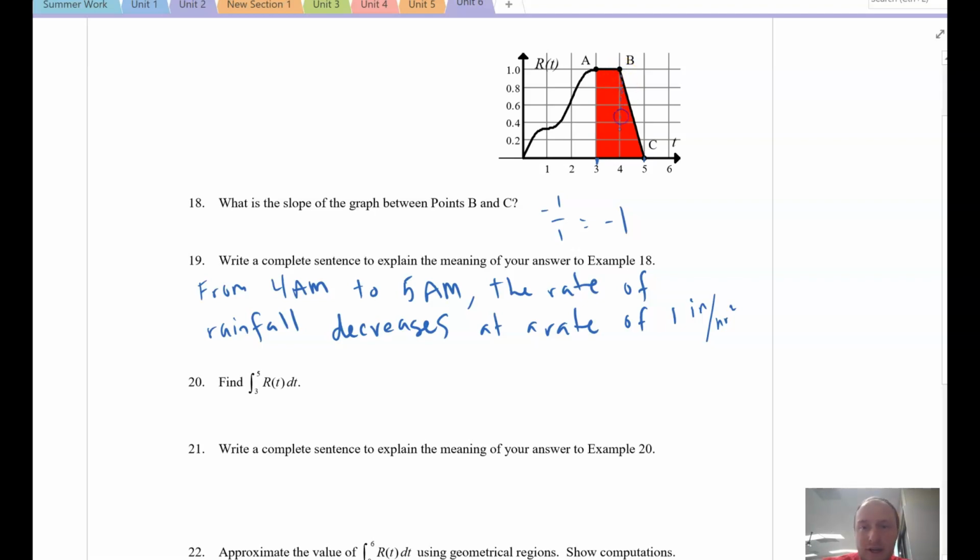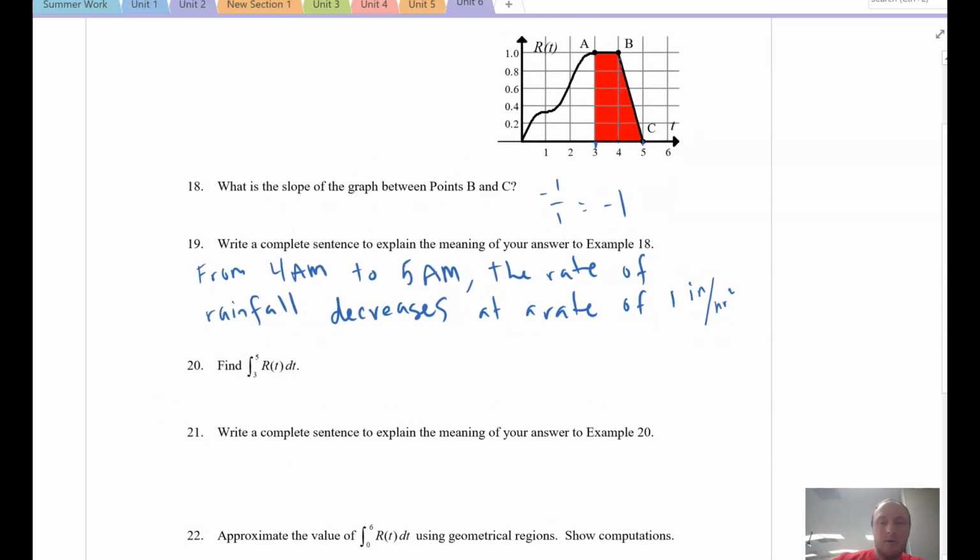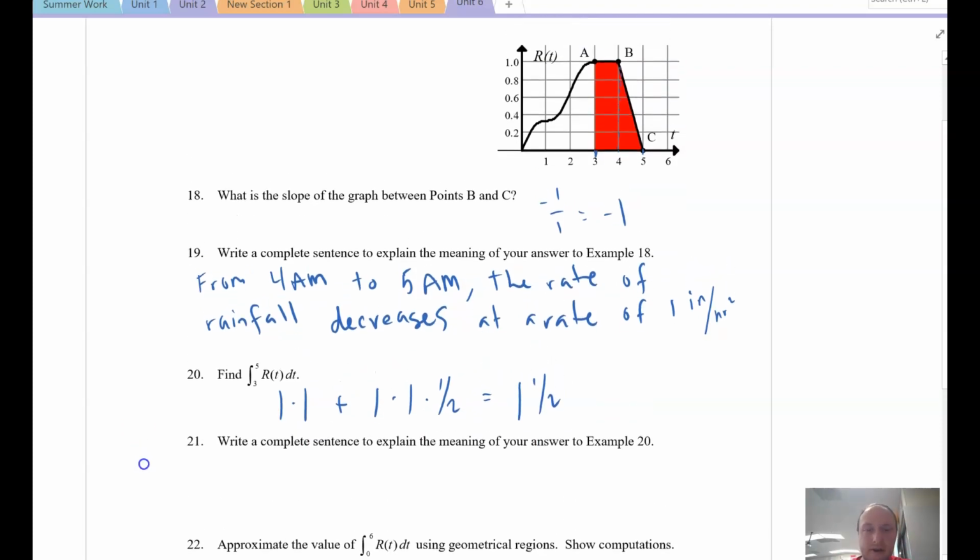So we'll calculate these using our general shape formulas, or area formulas. So length times height of that rectangle: I have 1 inch per hour times 1 hour, plus, over here again the height is 1 inch per hour, times our unit here, which is also 1, and I want a half of that because that's a triangle. So this gives me 1 plus a half, which is 1.5. Okay, so there is your area.